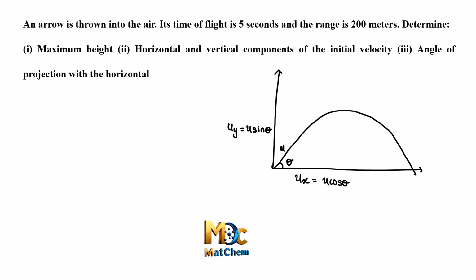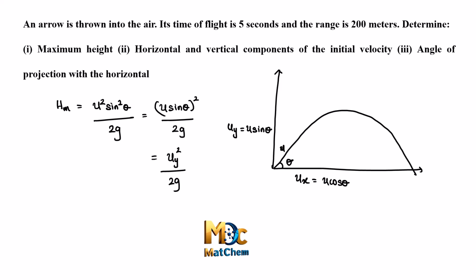We know that the equation for maximum height is hm equal to u square sin square theta divided by 2g. This can be written as u sin theta the whole square divided by 2g. We know that u sin theta is equal to uy, so this is uy square divided by 2g. So here we need to find the maximum height, but we don't know uy.